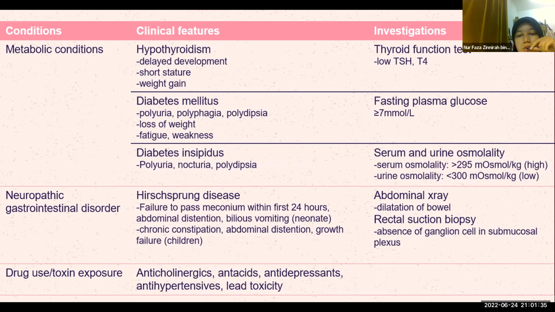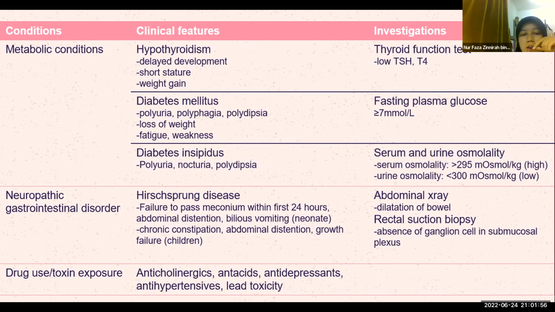Meanwhile, in children, they can have chronic constipation, abdominal distension, and also growth failure. On abdominal X-ray, there will be dilatation of the bowel, and we also can do the rectal suction biopsy, where there will be absence of ganglion cells in the submucous plexus.